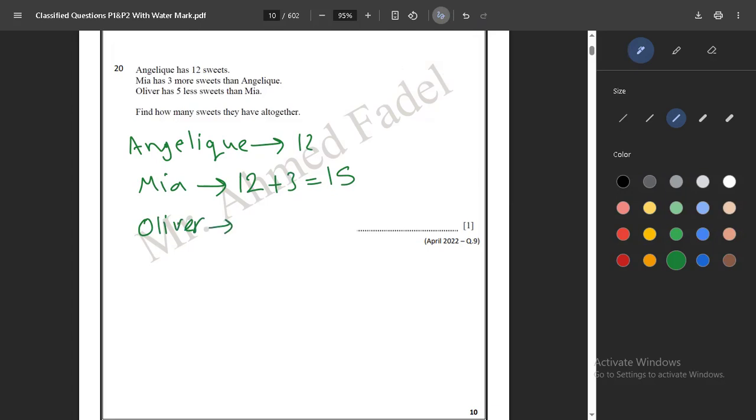has 5 less sweets than Mia. So 15 minus 5, which is 10. Find how many sweets they have all together. So I have 12 plus 15 plus 10, which is, you're going to find here, 25, 35, 37. This is the answer.